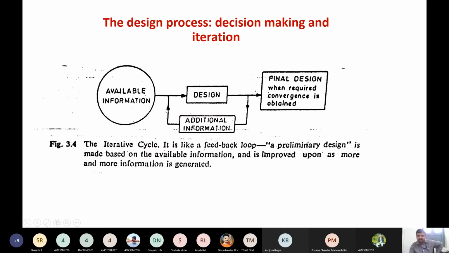This is one of the examples. Like that, in a design problem also, whenever you are thinking about a new product, you don't know whether that product will be accepted or not, whether it will function properly or not, but you have to proceed with designing that product. After designing, after going through some of the stages of the morphology of design, you may get additional information. When you get additional information, you go for updating the design. So that is the decision making and iteration process.